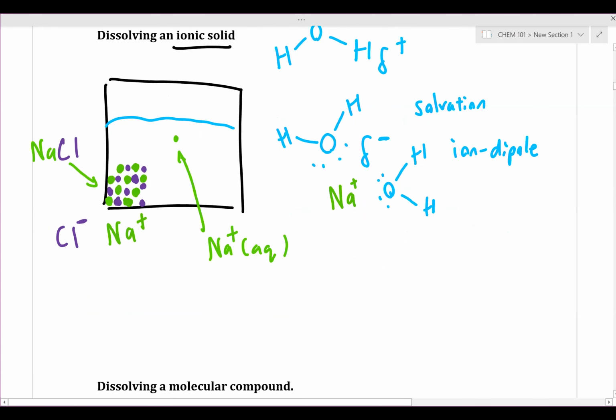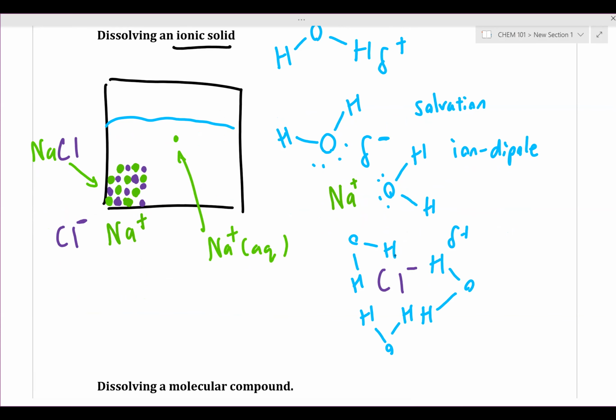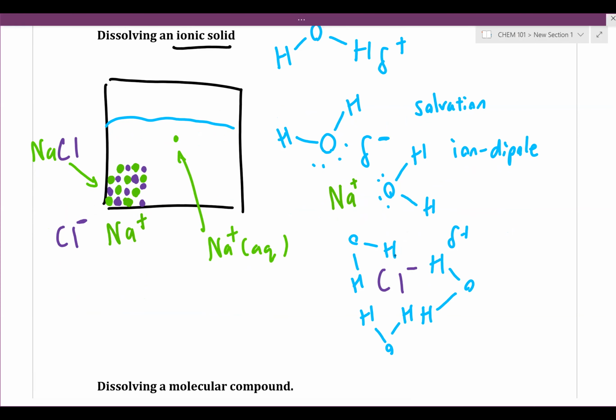Now you may say, where's the chloride ion? Well, just like sodium is getting surrounded, the chloride ion is getting surrounded, except the water molecules are aligning their hydrogen ends towards the chloride. So in the end, our ions in solution, are they together or separate? Separate. And that's the key point. That's the key point I want you all to notice.